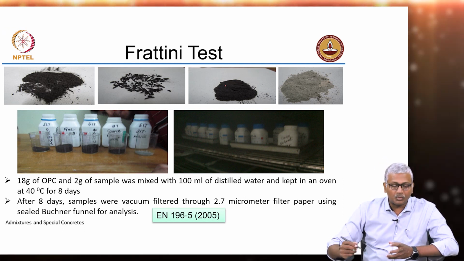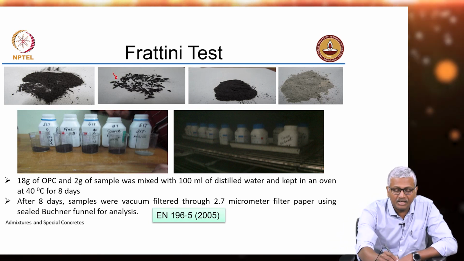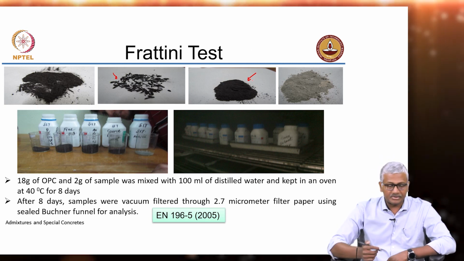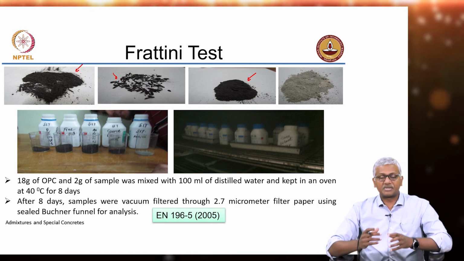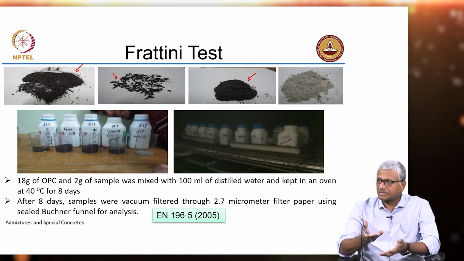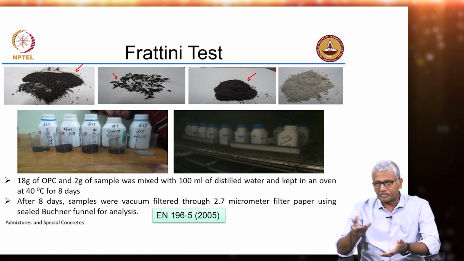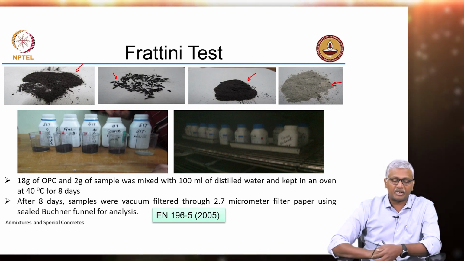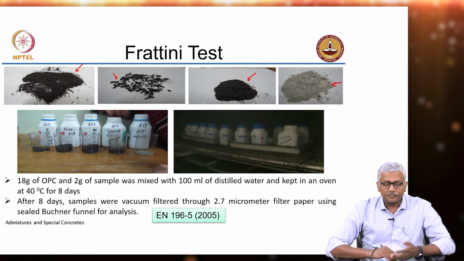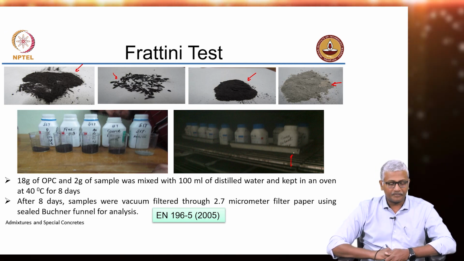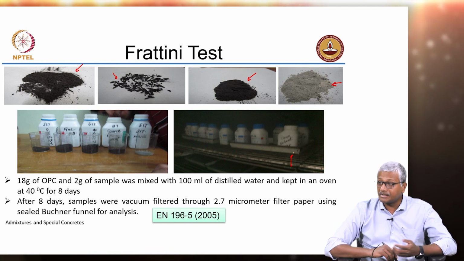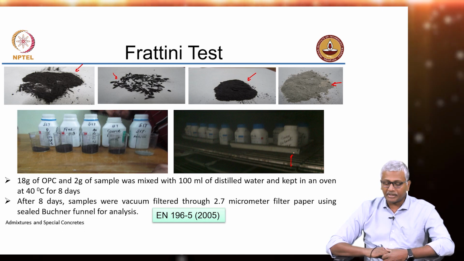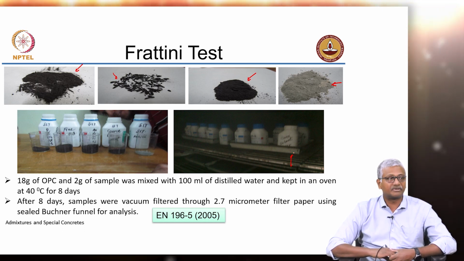Now, with bagasse ash, what we did was separate out the very coarse fractions and the fine powder obtained from the as collected material. So, this is the as collected material, right. We have separated out, using sieve analysis or a sieve separation, the coarser particles and the finer particles present within the bagasse ash, and this is of course the cement particles that are used for this test. These have been stored in an oven at 40 degrees for 8 days, and after 8 days the samples are vacuum filtered through a 2.7 micrometer filter paper using a sealed Buchner funnel for analysis.